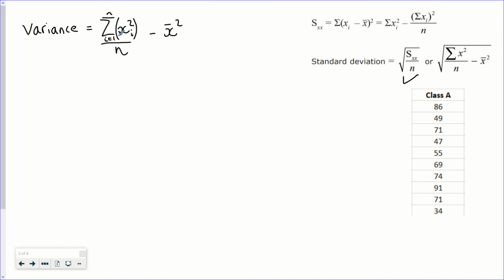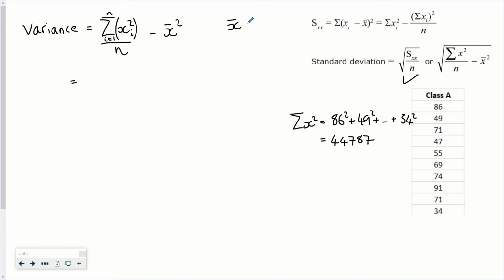So we're going to have to work out for our data for class A what this numerator is, the sum of the x squareds. Let's write that down. We're going to take each of the x values, square them, and add them together. So we're going to do x1 squared, which is 86 squared, add on x2 squared, 49 squared, all the way up to 34 squared. And if we work that out, we get 44787. So that's the sum of the x squareds.